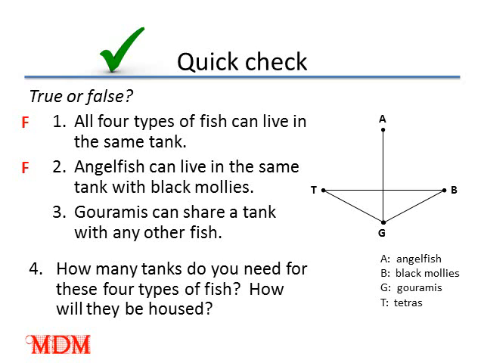For number 3, the Gouramis can share a tank with any other fish. The answer is true. G is connected to all the other vertices.